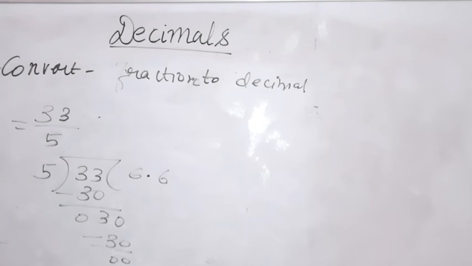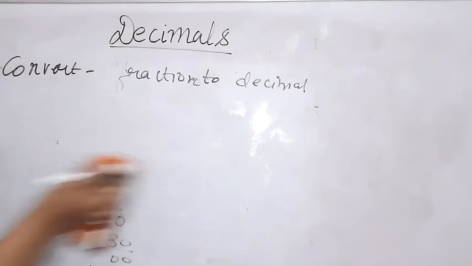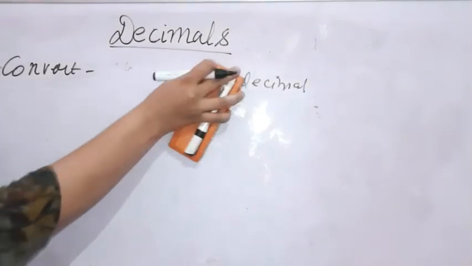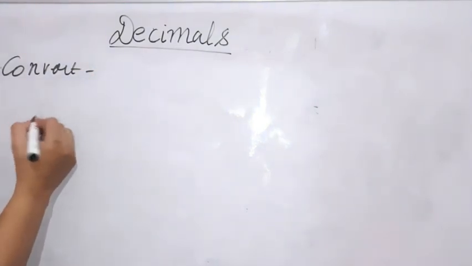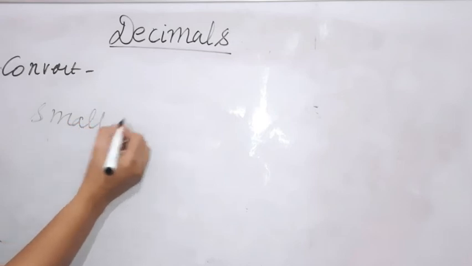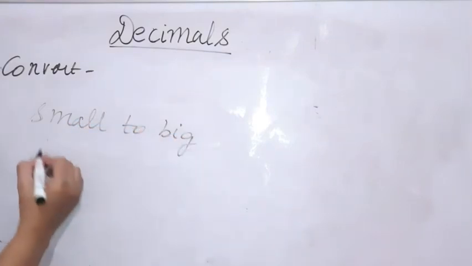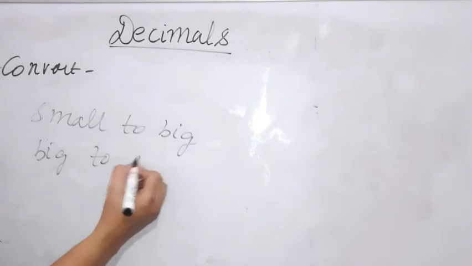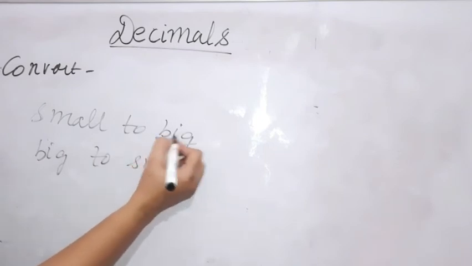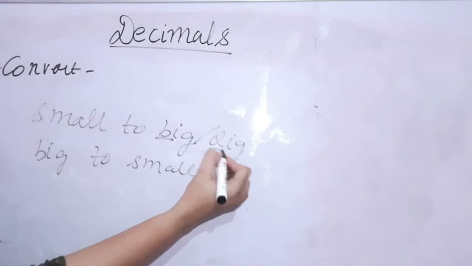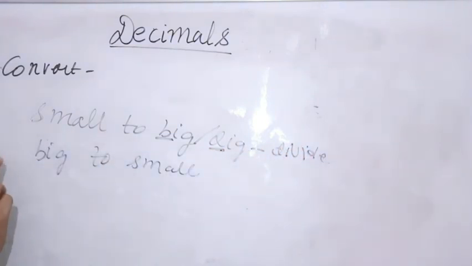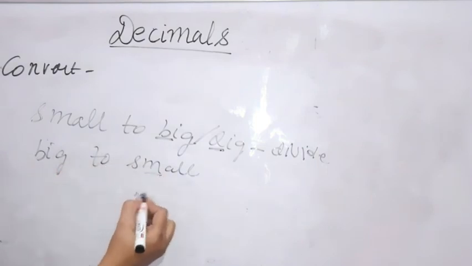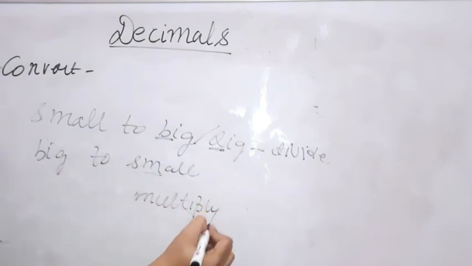Now I am going to explain you about some conversions. First of all you have to understand one thing, it is all about units. So I am going to give you a trick for this: small to big and big to small. Small to big, and the rhyming of big is dig. D as in dig and D as in divide. First of all understand this. Now big to small will be multiply.